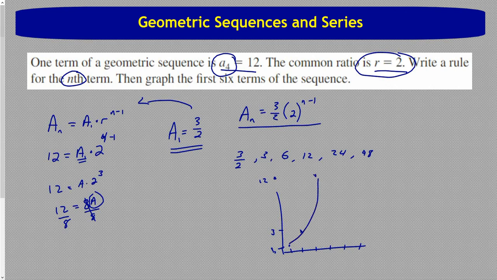So you can see it's kind of exponential, right? It's really taken off, which makes sense because in an exponential function, you multiply by something every time. That's exactly what a geometric sequence is. It's something where I multiply by a value every time. There's a common ratio.